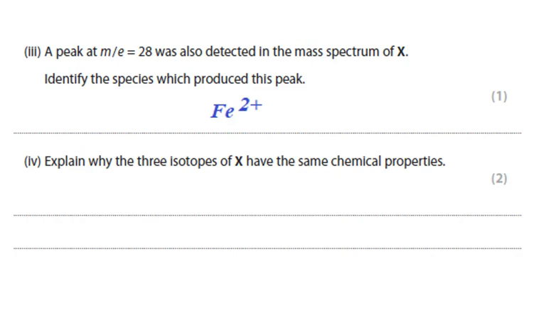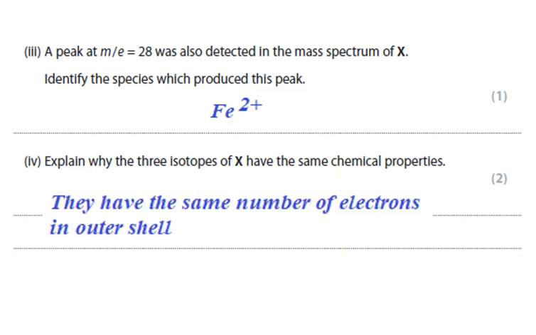Do we understand that? If he's asking for a molecular mass m/e for an element that is half of the atomic mass of that element, that just means that he is working with a fragment that has 2 positive charges. This is a general question. Explain why the 3 isotopes of X have same chemical properties. You should remember that isotopes of an element have same chemical properties because they have the same number of electrons in outer shell.